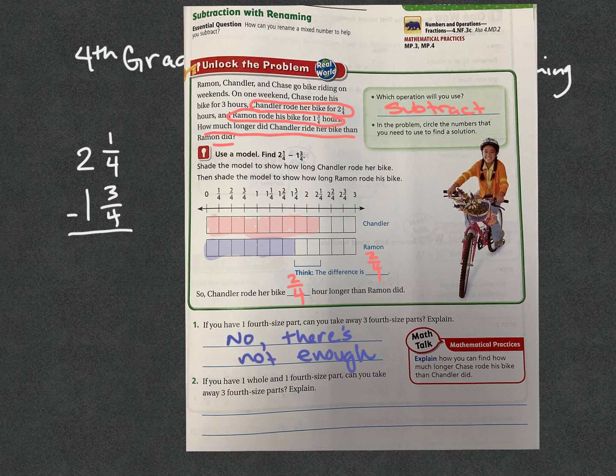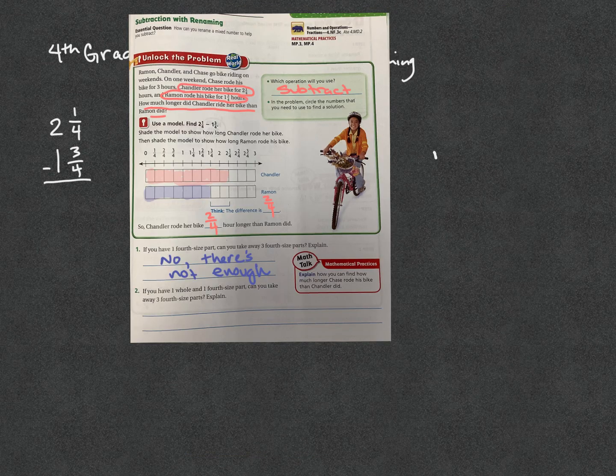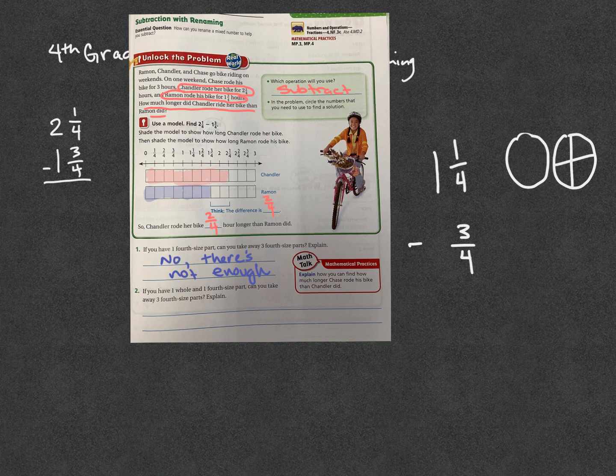There's not enough. However, if I have 1 whole and 1/4 size part, then can I take 3/4 part away? So what they're asking us here is, if I have 1 whole and 1/4, is there enough for me to take 3/4 away? And let's look at that in picture form. 1 whole pie, not cut up yet.